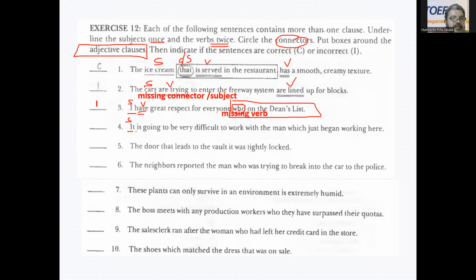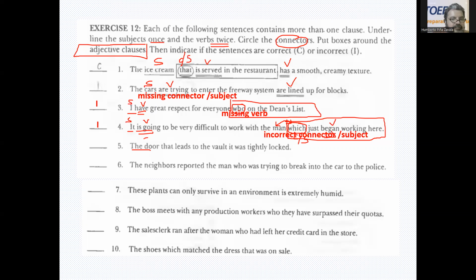It is going to be very difficult to work with the man which began working here. Okay. It's going to be very difficult to work with the man which just began working here. So we got the connector, which is also the subject for the verb begin. However, it's a man. So man is a person. We should use who, not which. So the problem here is that we have the incorrect connector subject.